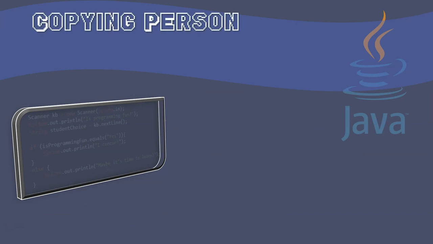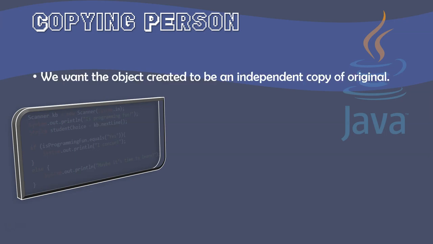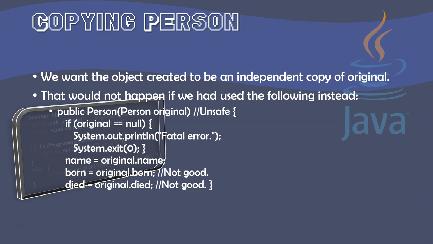However, things don't always correlate one-to-one. Let's look at the Person class to see how things might be different. Let's say we want our object to be an independent copy of the original. That is our goal. We don't want them to be intertwined so that if we change one, it affects the other. In the Person class, though, the way it's set up, this is not going to work as well.